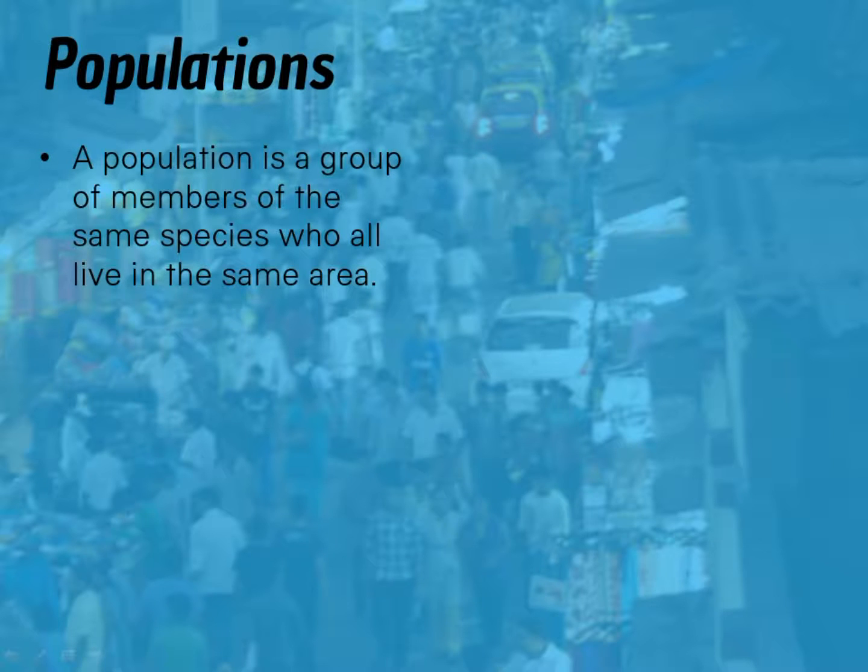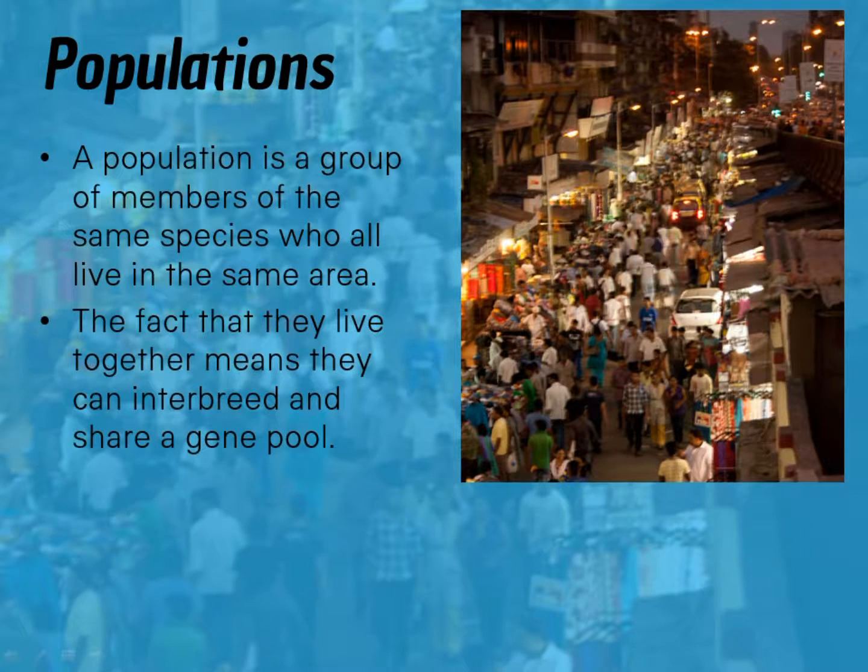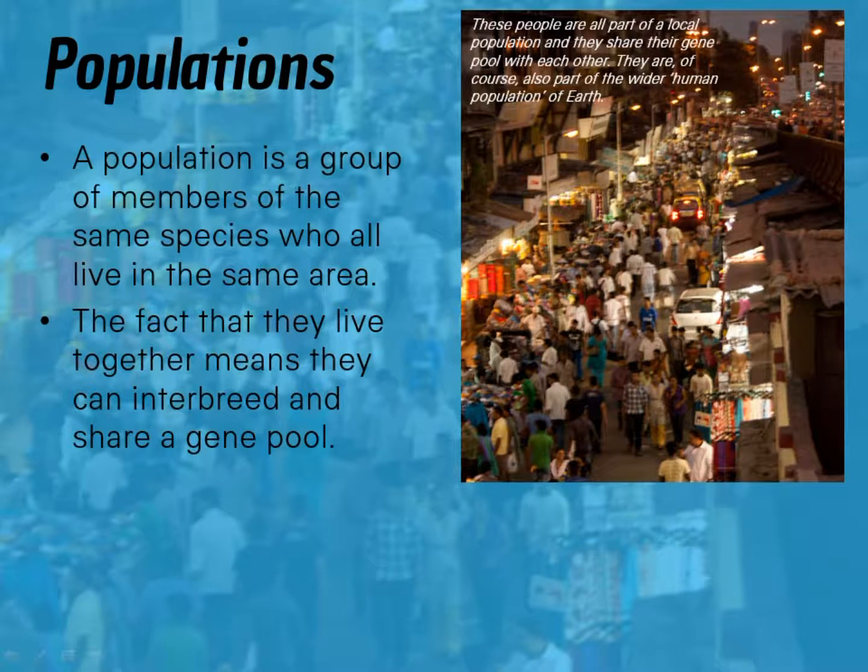So when we talk about populations in the genetic sense, we are talking about a group of members of the same species who all live in the same area. And the fact they live together means that they can interbreed and share the same gene pool. So here we can see people on a street in India, and they are all part of a local population and they share the gene pool of each other. They all have broadly the same subset of genetic qualities.